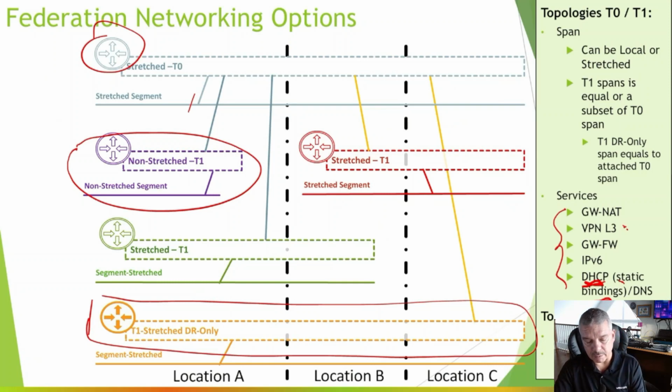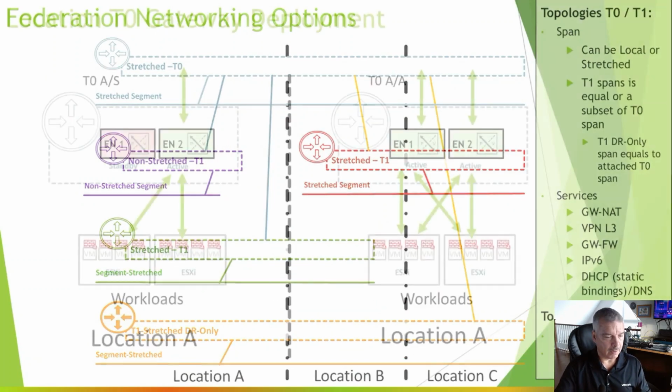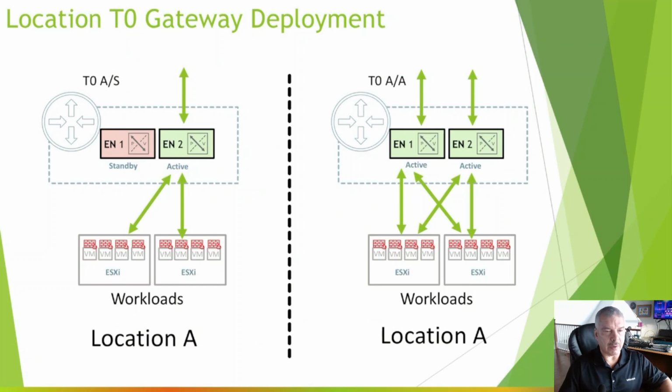Topology segments, as I mentioned before, require your tier 0, tier 1, and the width of the stretch will be dictated by the gateway it's connected to. Okay. Now, let's talk about locations here. Before we jump into looking at how we can do this, let's talk about our tier 0 gateways. So there are different ways we can deploy our tier 0 gateways.